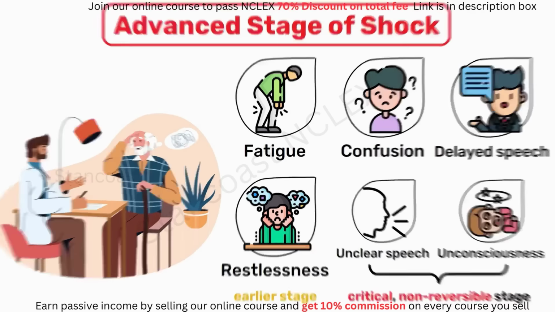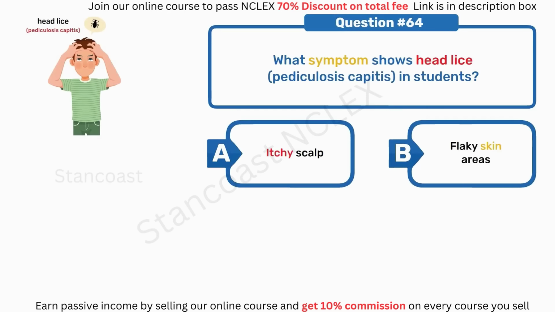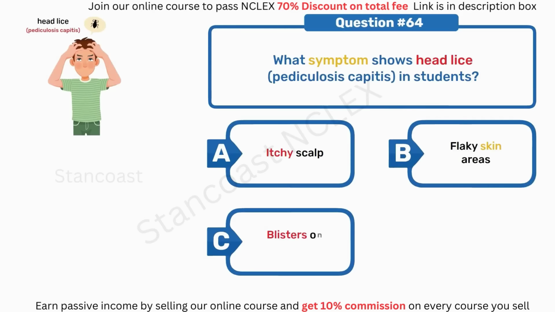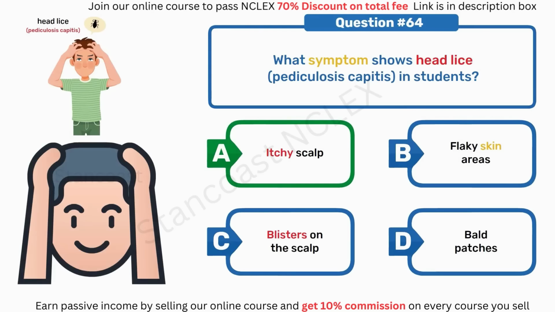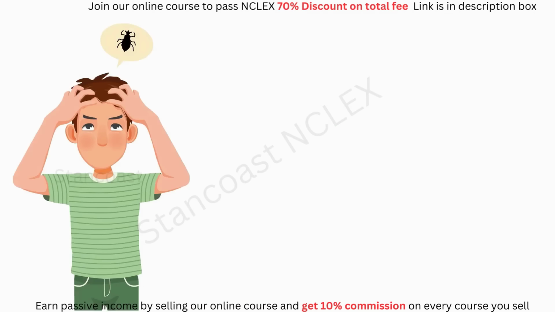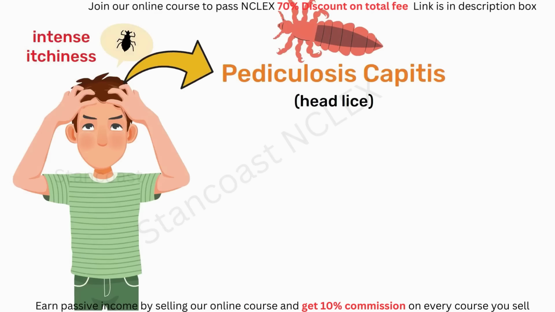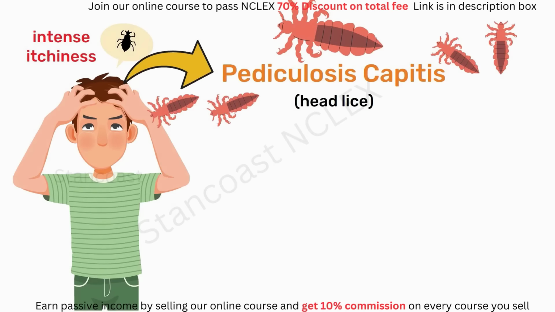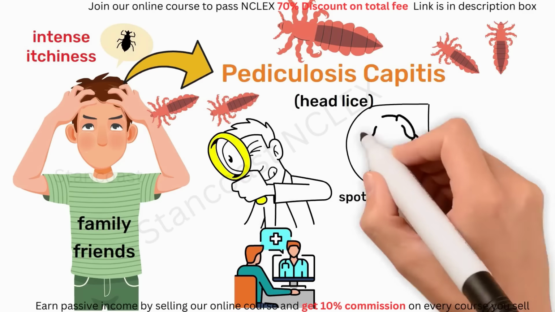What symptom shows head lice, pediculosis capitis, in students? A. An itchy scalp. B. Flaky skin areas. C. Blisters on the scalp. D. Bald patches. Option A is correct. Because frequent scalp scratching indicates pediculosis capitis, or head lice, due to the intense itchiness it causes. Usually scratch marks are evident. Given how easily head lice spread, it's advisable to check the child's family and friends for the same. Conditions like spotty baldness, wheals, and scaly lesions are generally allergic reactions.